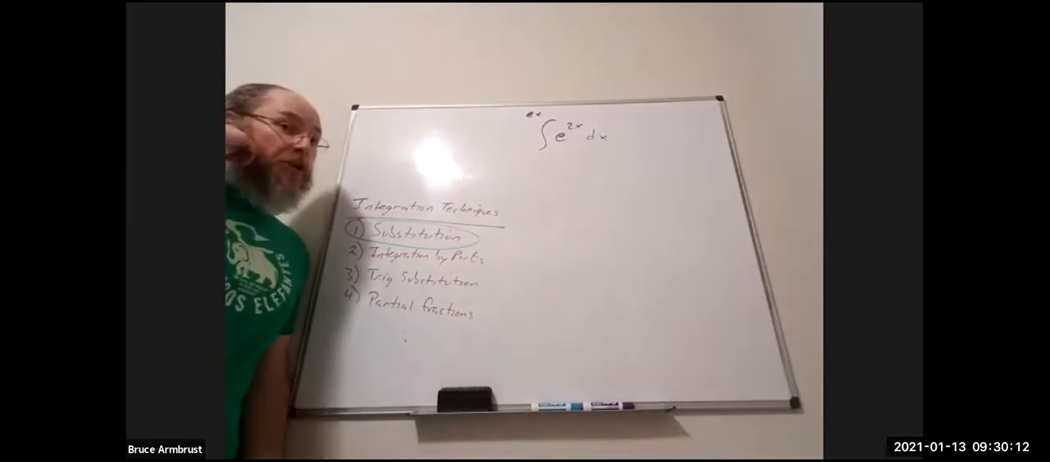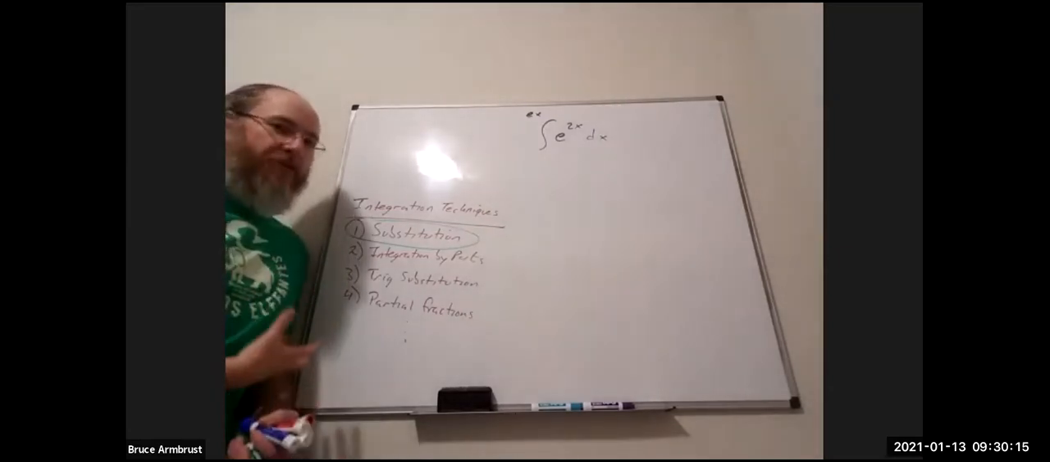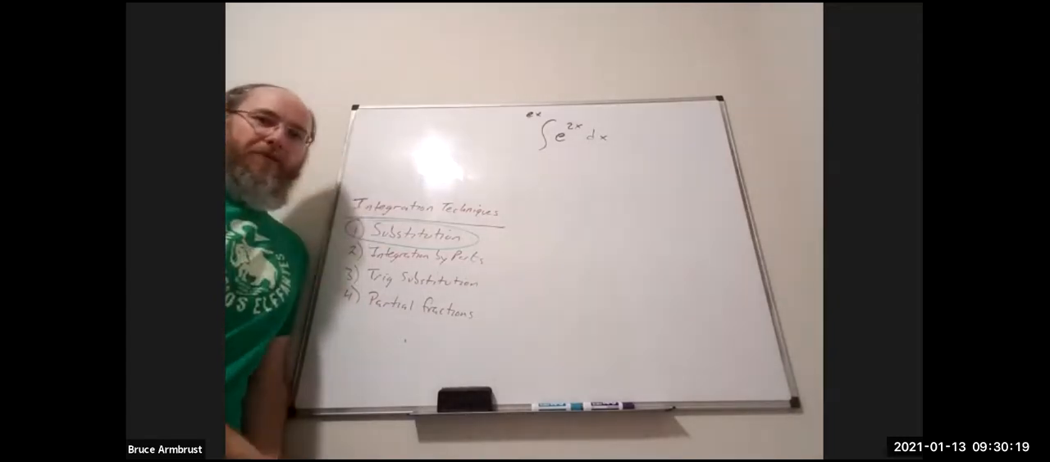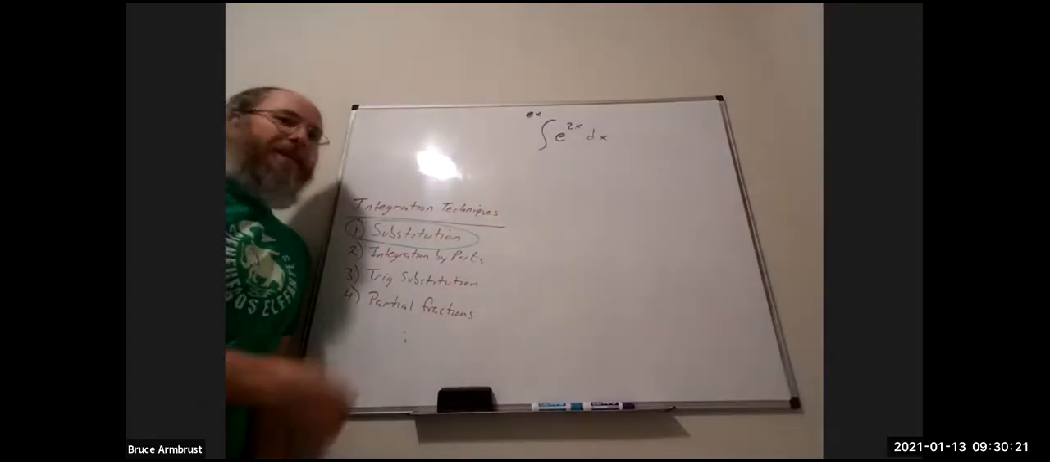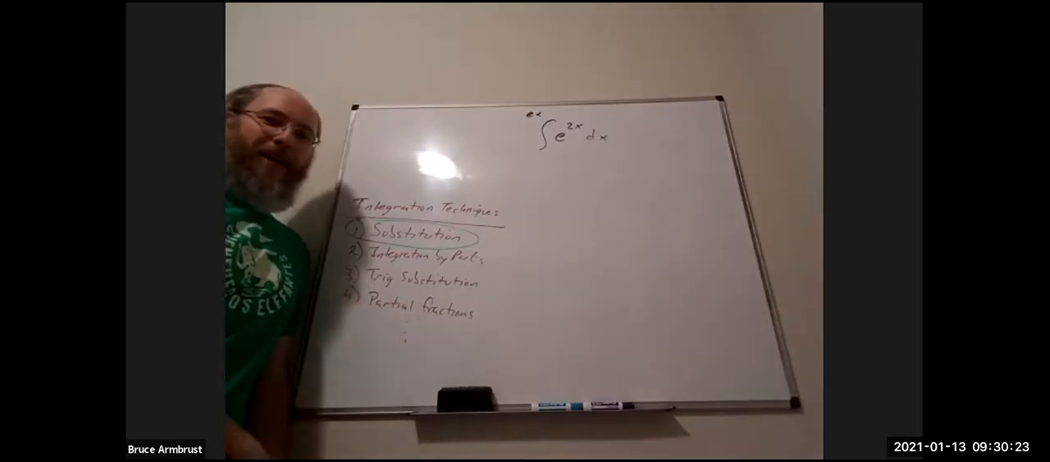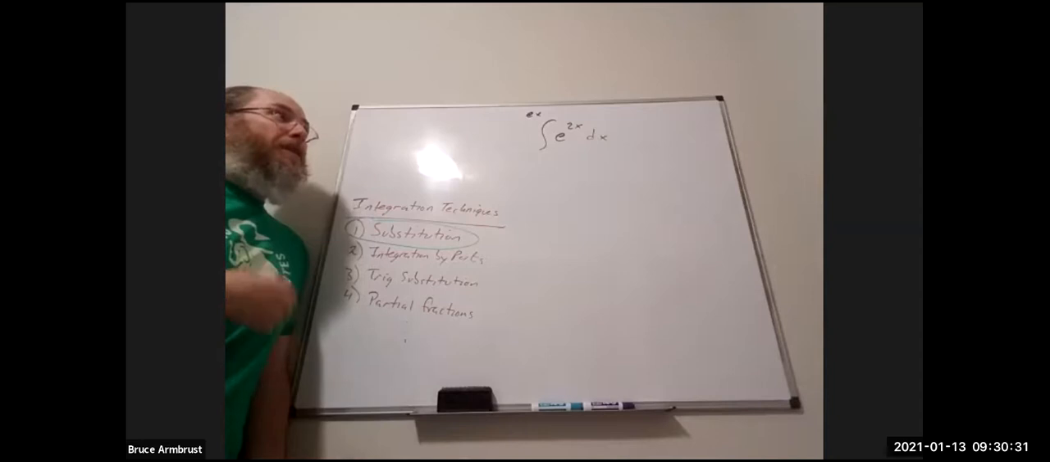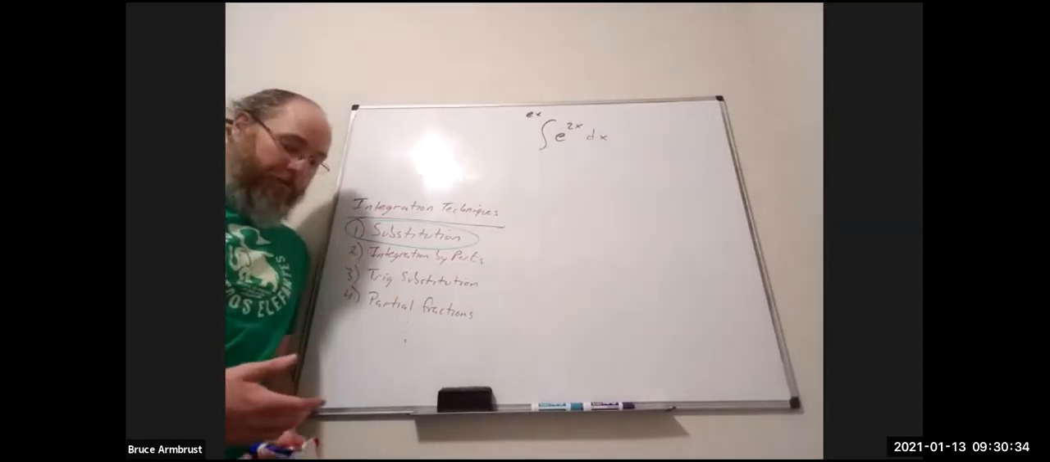All right, so here's what we're going to do. I would much rather have it just be e to a variable, right? If it's e to the x, I know its integral is e to the x. E to the u, its integral is e to the u. E to the t, its integral is e to the t, right? If it's just a single variable up there, then its integral is just itself.